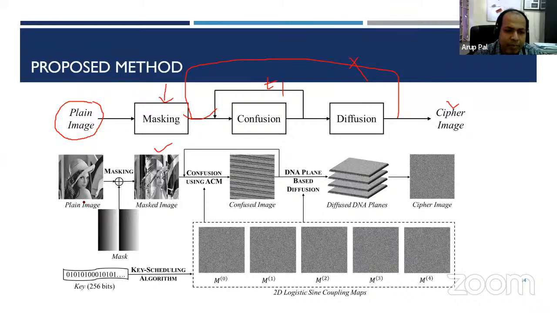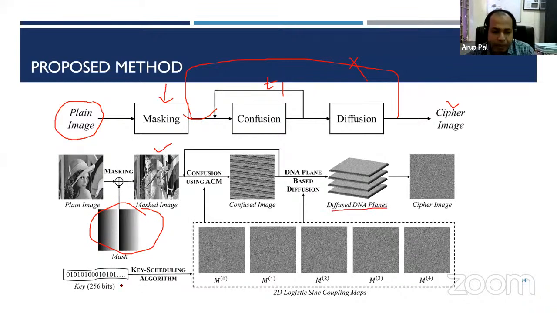You have taken the image, and then you have taken one mask. This mask is a predefined key, but it is basically keyless. Then you simply perform the XOR, and you will get the intermediate results. Now we perform the ACM annual transformation, and then you get this kind of confused data. This data will be divided into multiple planes, and accordingly you will get the DNA planes.